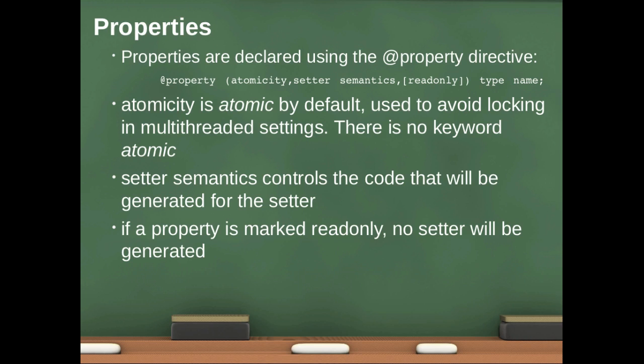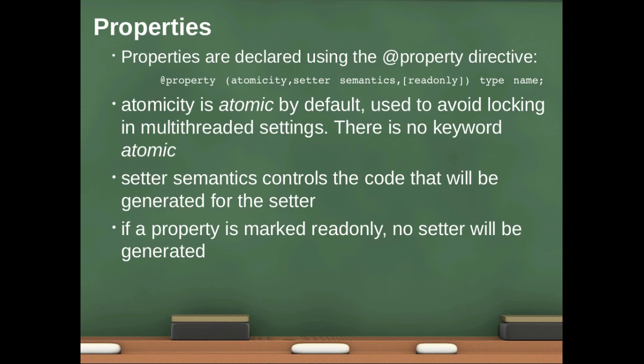So that atomicity keyword is going to be atomic by default, and this is used to avoid locking in multi-threaded settings. There is no keyword atomic, so if you leave this out, it's going to be atomic. In most cases, though, we use the keyword nonatomic, all one word, to specify that we're not worried about threading in our setter.